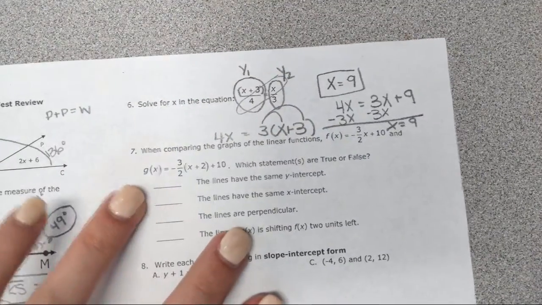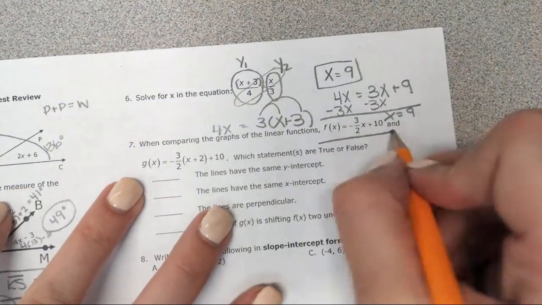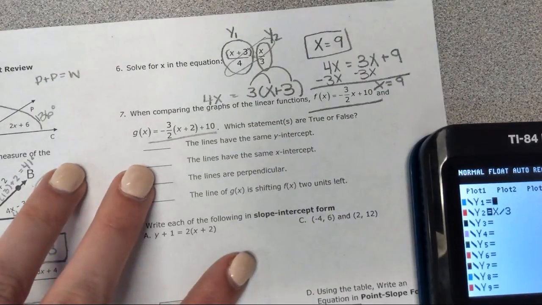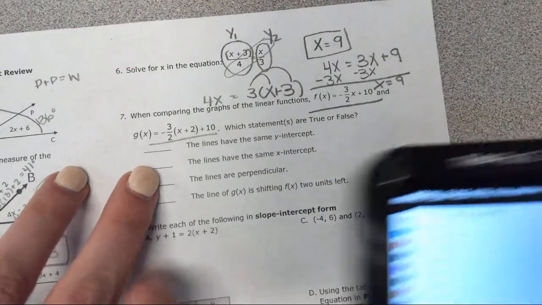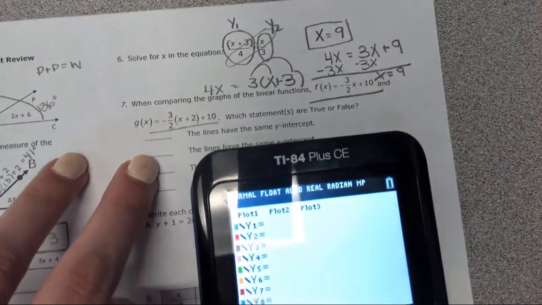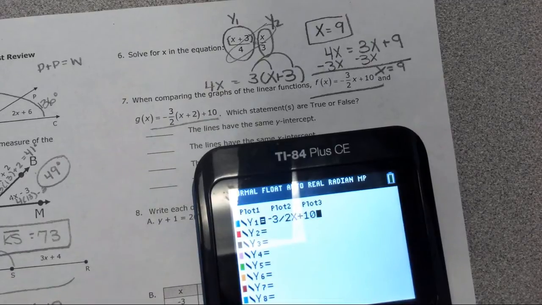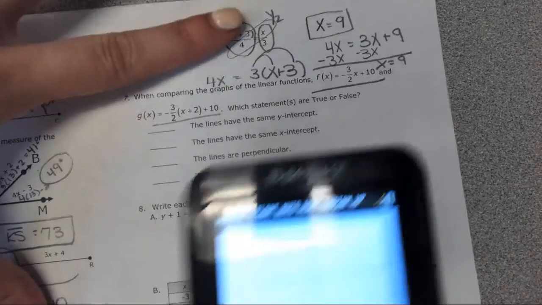So when comparing the graphs of the linear functions, we've got this equation and this equation. Which statements are true and false? If I'm comparing graphs, I'm going to look at my graphs. So f of x, we've got negative 3 divided by 2, x plus 10. In this one, we've got negative 3 divided by 2, parentheses, x plus 2, plus 10. And let's look at the graphs.